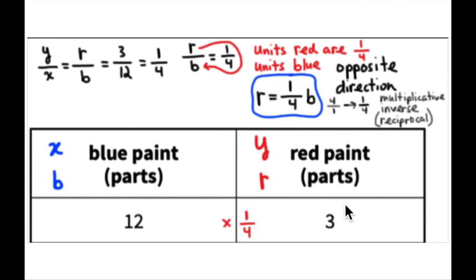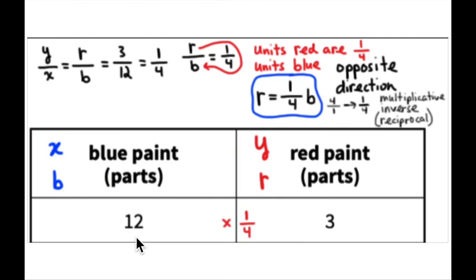Let me just zoom in on this just a little bit because it's a little bit small. So the number of units of red paint are 1/4 the number of units of blue paint. Units of red are 1/4 units of blue because it was y over x. It was red over blue, and that was 1/4. And again, that's the multiplicative inverse or the reciprocal. So if you use 1/4, the units of red paint are 1/4 the given units of blue paint.